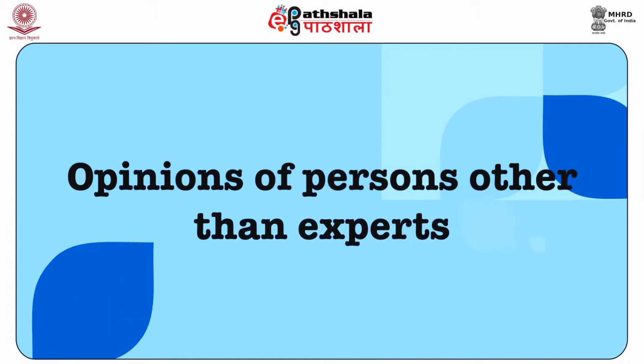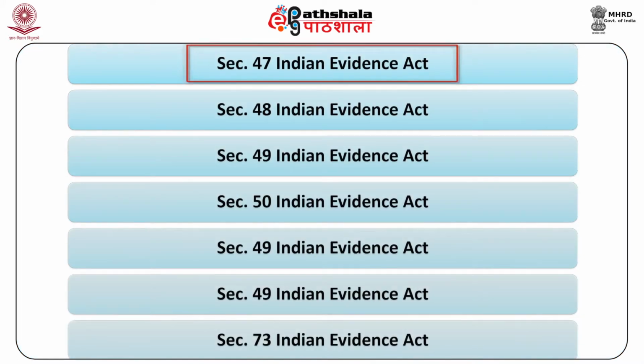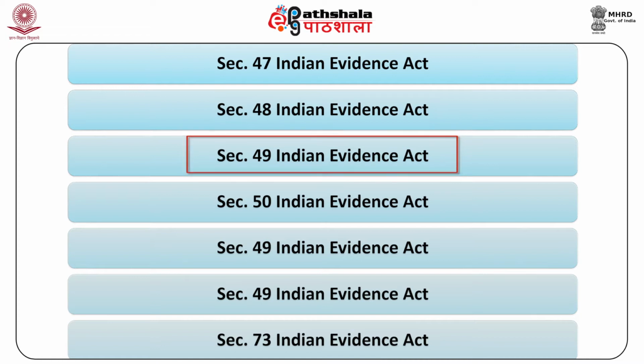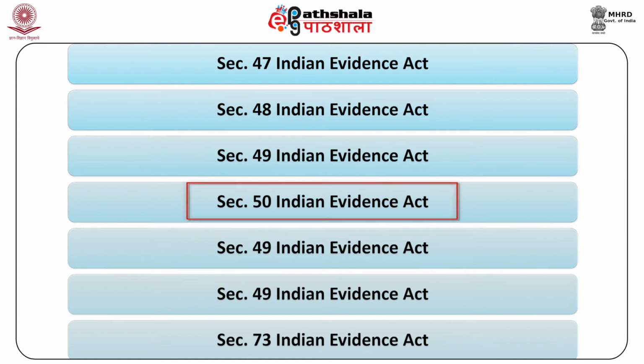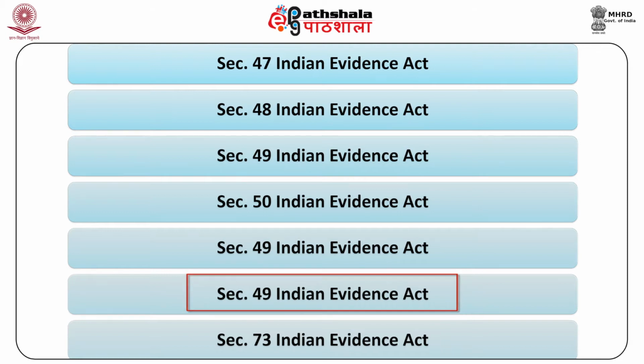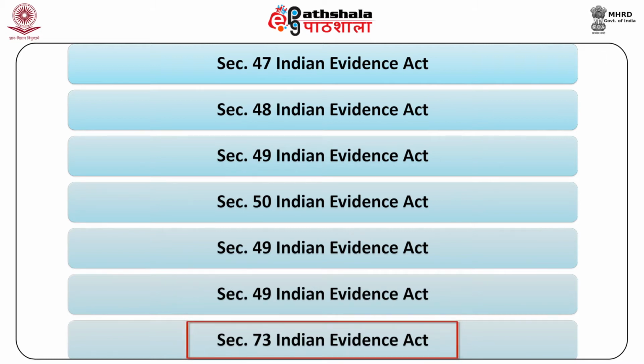Next is opinions of persons other than experts. Opinion of persons who are not skilled but are supposed to have an intimate knowledge of the matter may be given in as evidence. This evidence is also admissible in the following cases: acquainted with one's handwriting, Section 47 of Indian Evidence Act; general custom and right, Section 48 of Indian Evidence Act; usages and tenets, Section 49 of Indian Evidence Act; relationship, Section 50 of Indian Evidence Act; constitution and government of any religious charitable foundation, Section 49 of Indian Evidence Act; meaning of words or terms used peculiarly, Section 49 of Indian Evidence Act and Section 73 of Indian Evidence Act.